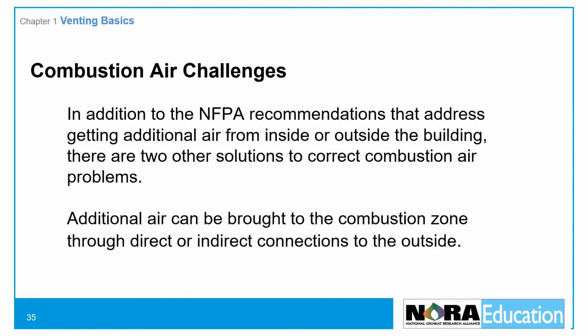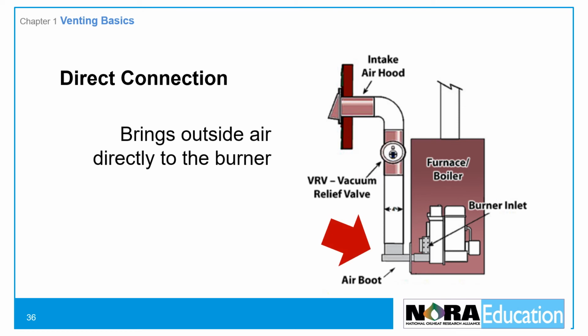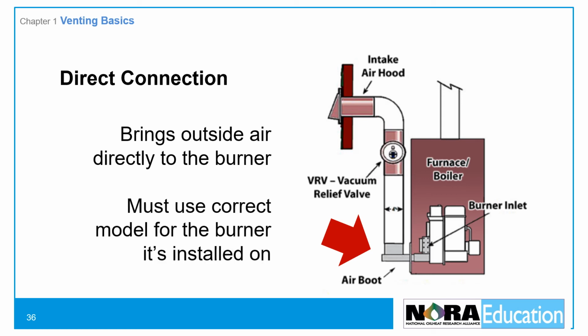Additional air can be brought into the combustion air zone through the use of direct or indirect connections to the outside. A direct connection brings outside air directly to the burner. This can be done by an air boot that connects directly to the burner, such as the one shown here. There are different air boots for different burners, and it is critically important to use the correct one for the burner that it is installed on.